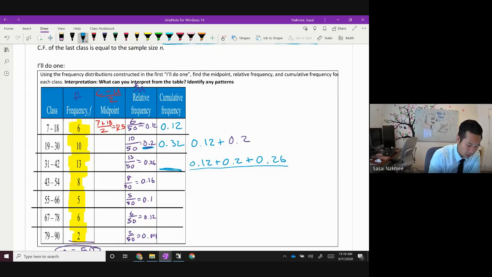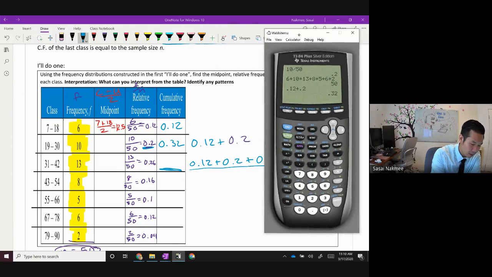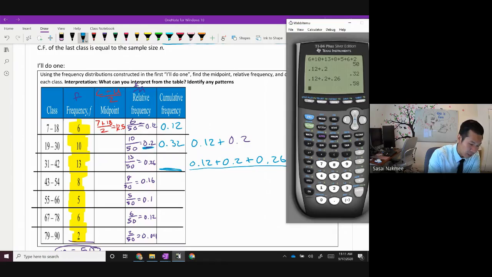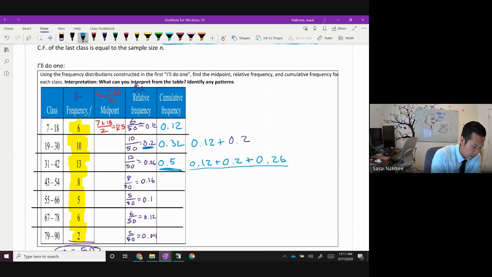So this one, I would add 0.12 plus 0.2 plus 0.26. Right? And that's all those numbers right there. And that gives me 0.58. And that's what the cumulative frequency for this one's going to be, 0.58. And you just keep doing that.